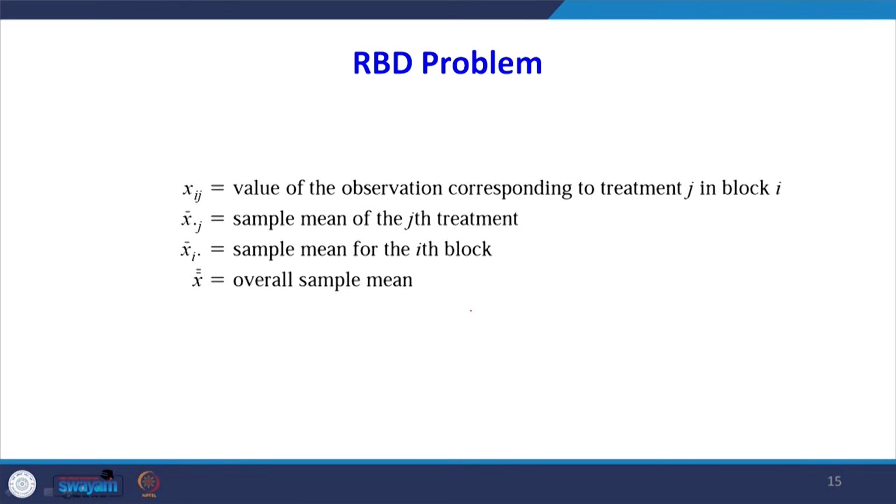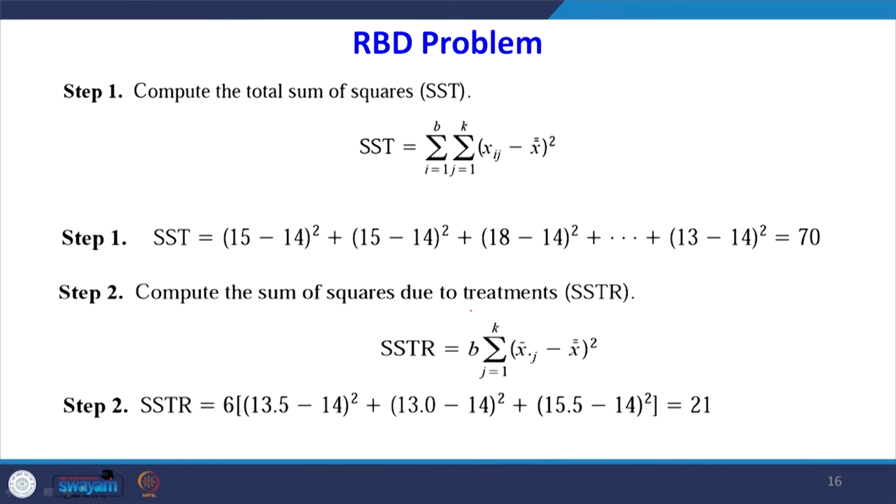So, Xij is the value of the observation corresponding to the treatment j in the block i, x dot j bar is the sample mean of jth treatment, xi dot bar is sample mean of ith block, x double bar is overall sample mean. What is the step 1? First we will find out the SST, that is the total sum of square. Total sum of square is summation i equal to 1 to b, summation j equal to 1 to k, Xij minus, individual element minus overall mean, whole square. Okay. So, in that way we are getting SST is 70.